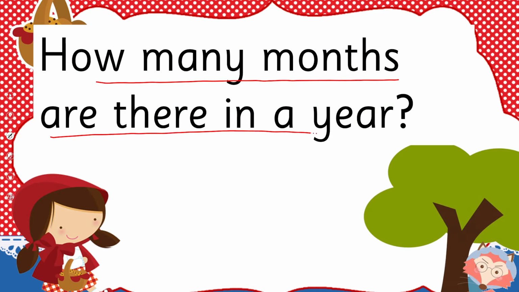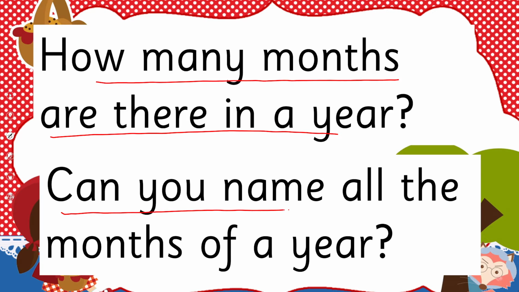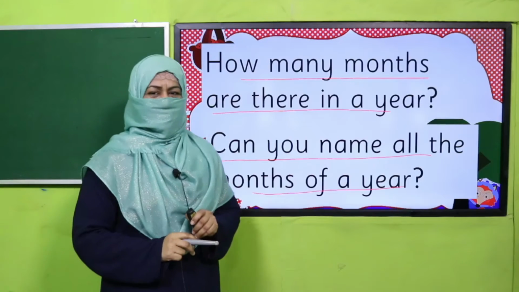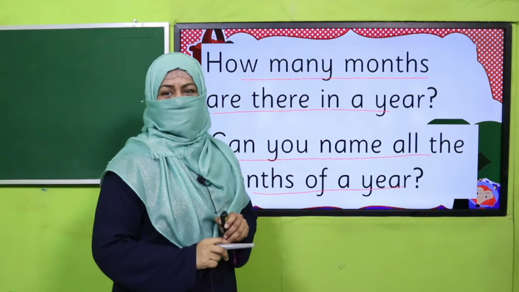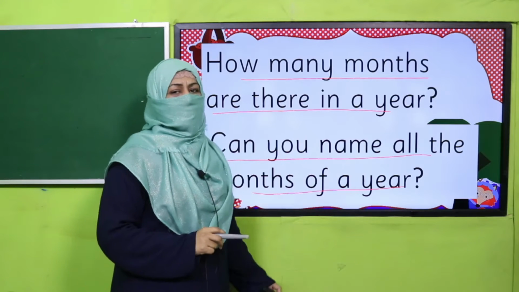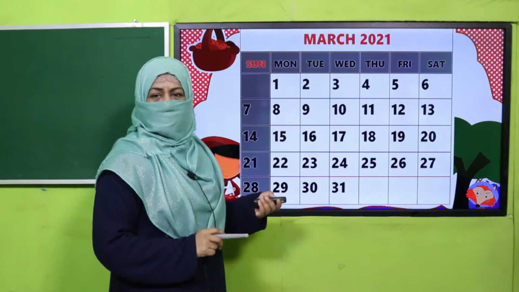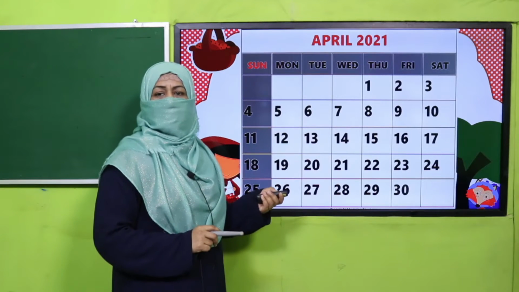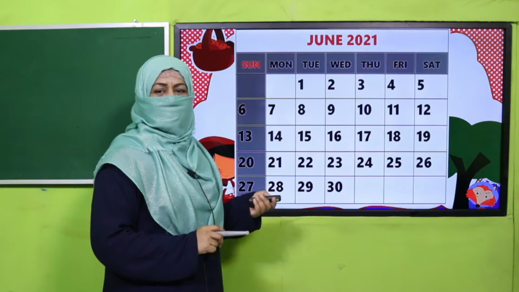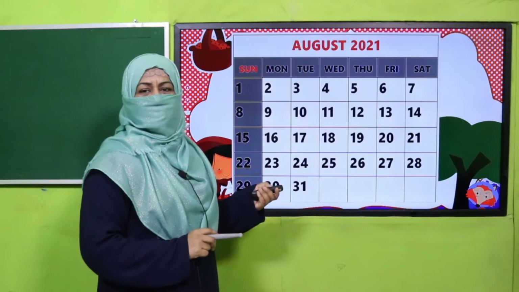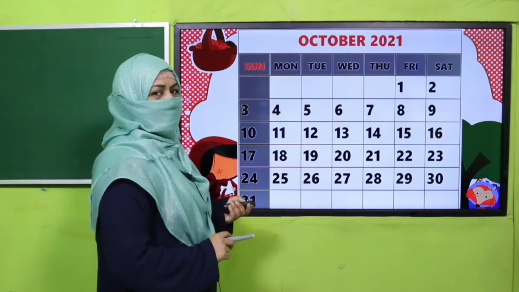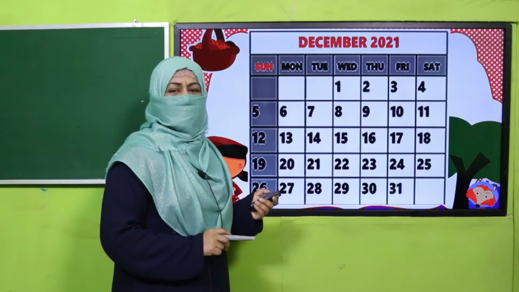And also, can you name all the months of the year? Can you? Okay, then pause the video and answer these questions to your teacher. Yes, there are 12 months in a year and the names of the months are January, February, March, April, May, June, July, August, September, October, November, and December, right?